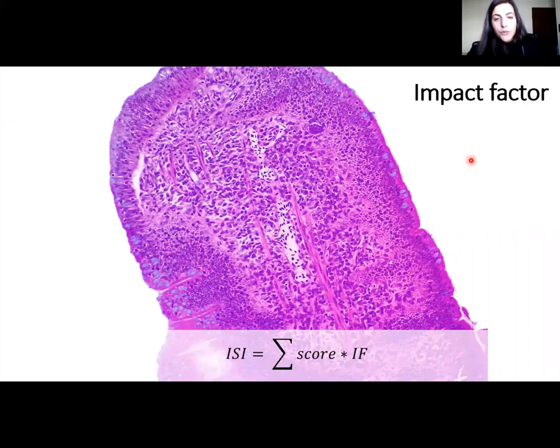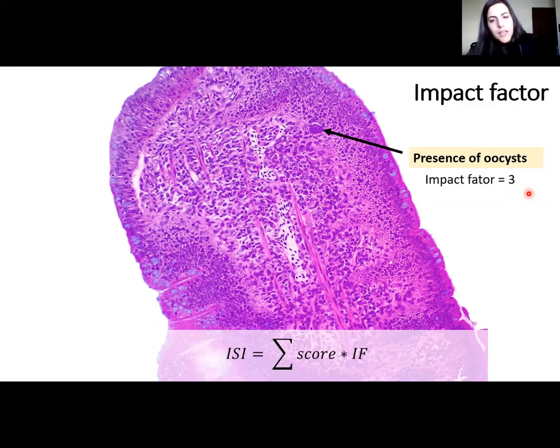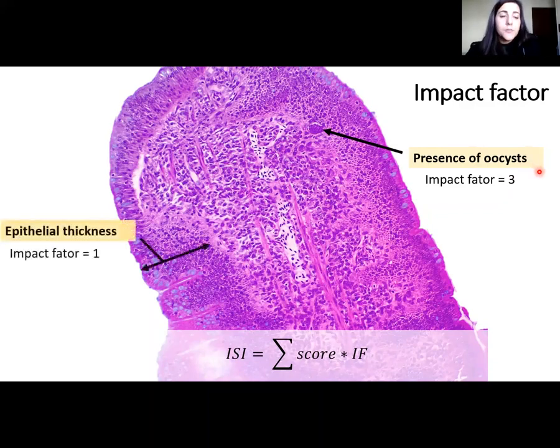Another differential of this method is the impact factor. Besides the scores, each one of the parameters that I mentioned has an impact factor. This impact factor is according to the loss of functionality of each lesion found. For example, the presence of oocysts: knowing that coccidiosis causes gut inflammation, and this has a big impact on the performance of the bird, the presence of oocysts has impact factor 3.